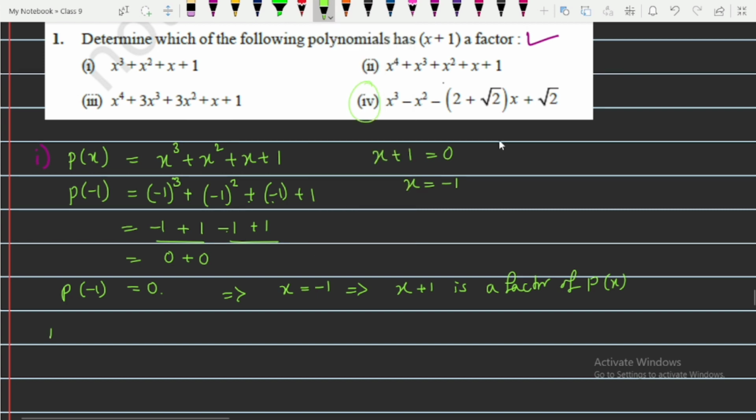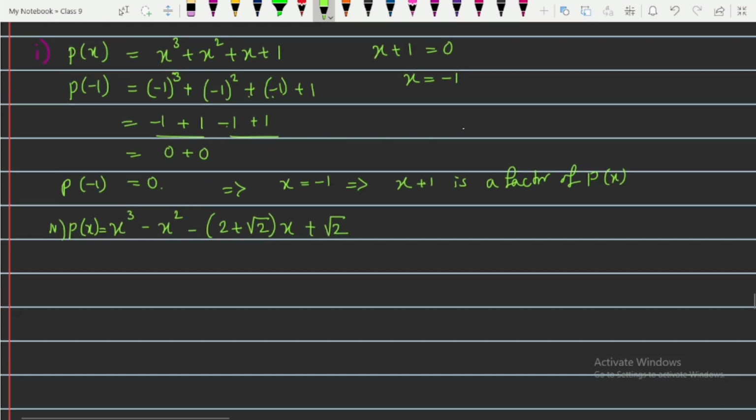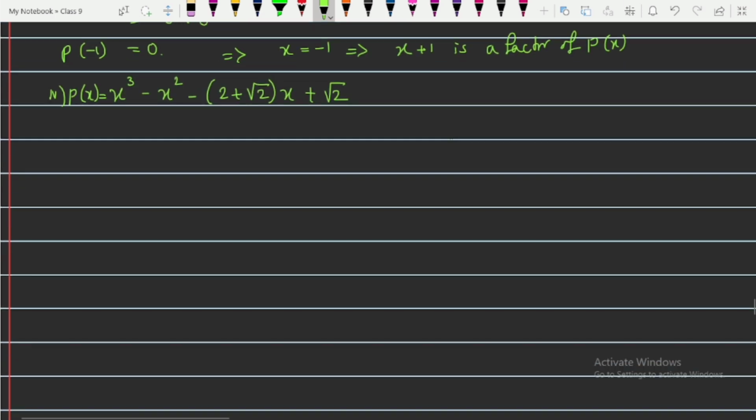The fourth one is again x cube minus x square minus (2 plus root 2) x plus root 2. So this is a polynomial. Let us take it equal to p(x). I want to check x plus 1 as a factor. So first you have to take x plus 1 equal to 0. So x equals minus 1. Now we have to find the value of p(-1).